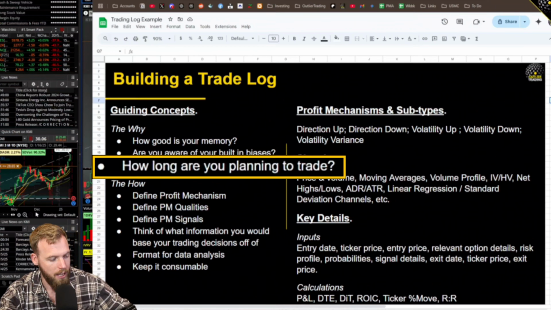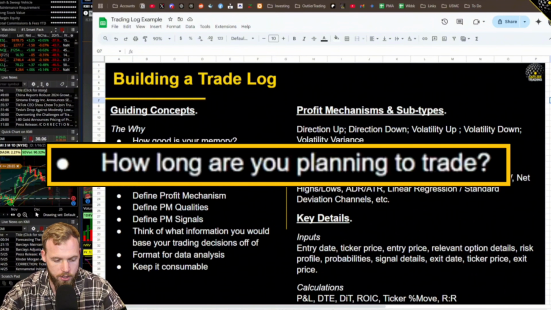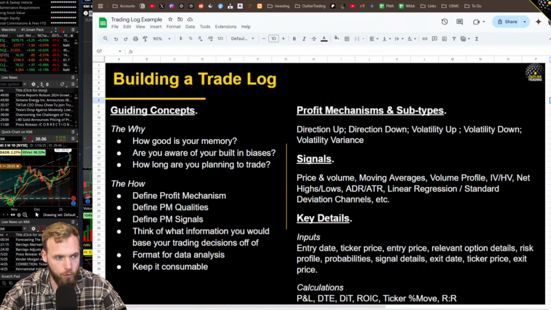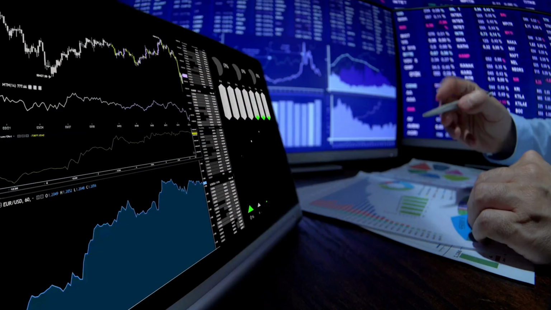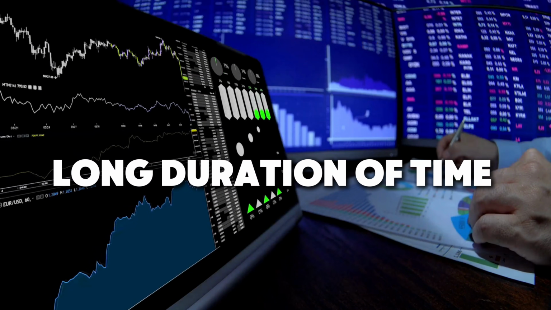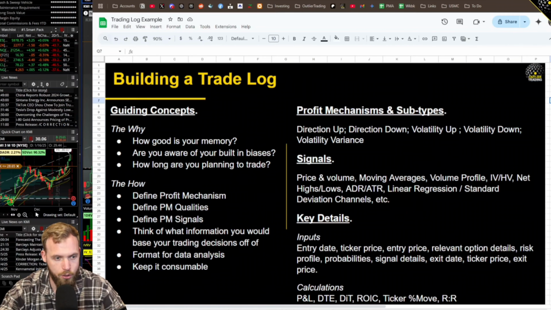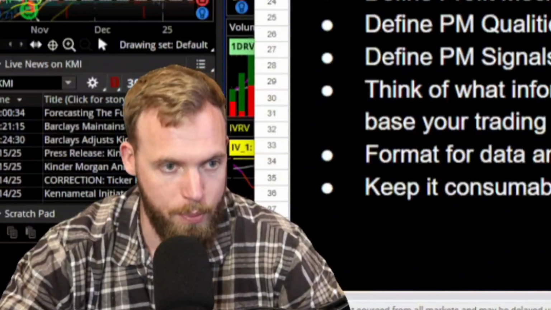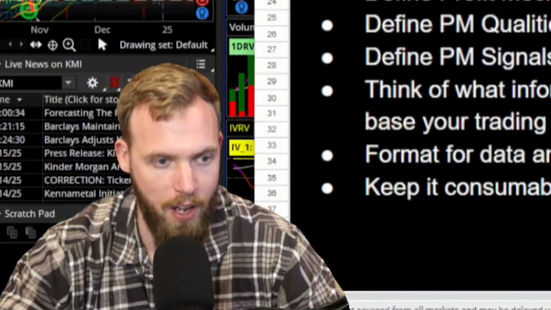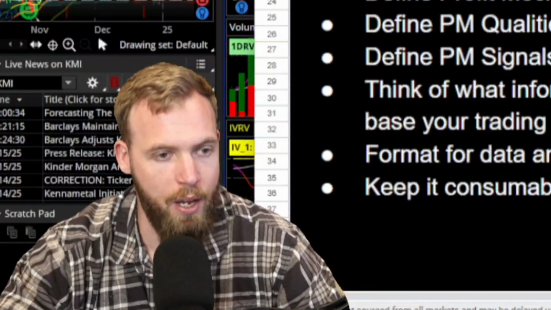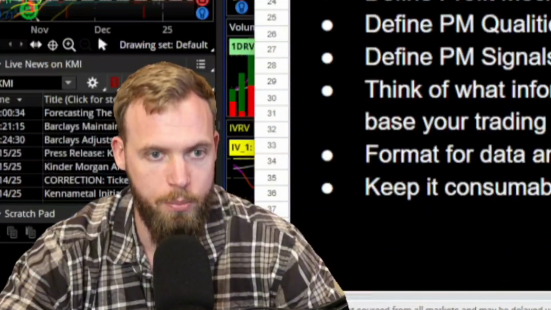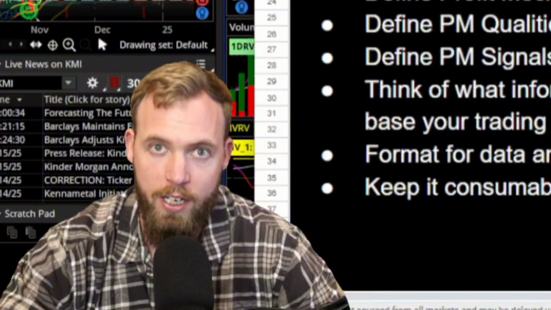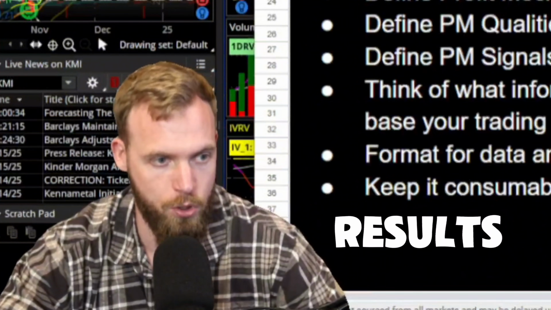Now, the last point here is designed to frame a thought for you. Building a trade log can be overwhelming, but if you're planning to trade for a long duration of time, a trade log is essentially bookkeeping. This is what businesses do. This is how businesses make decisions and survive and last. The sooner that we accept that there's work to be done as a trader, and embrace this work and get on board with it, the faster you're going to see results.